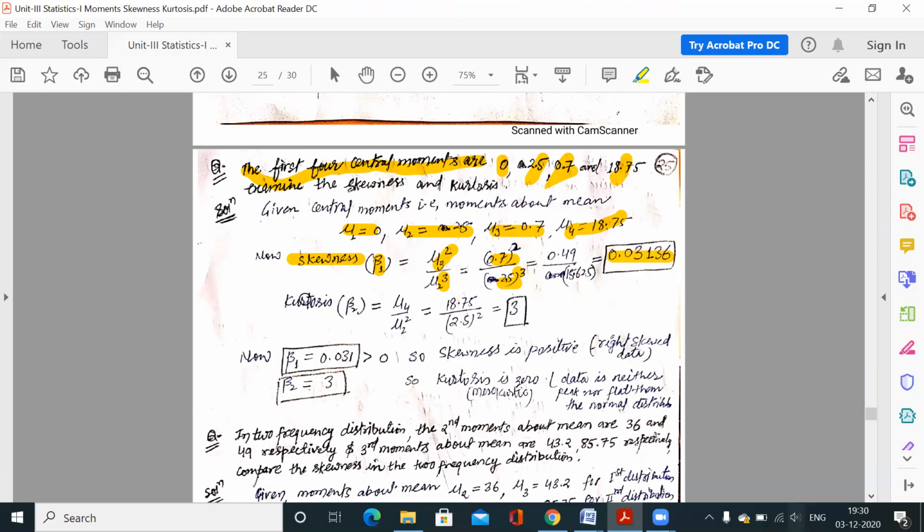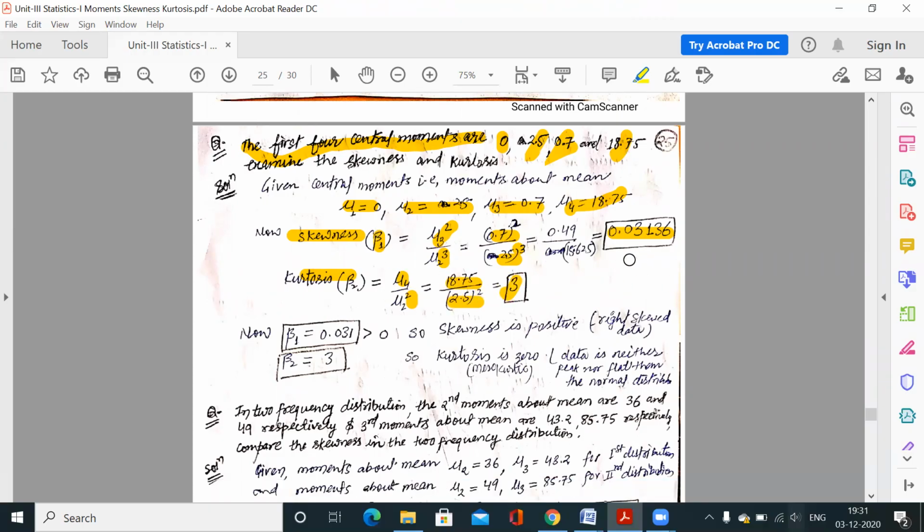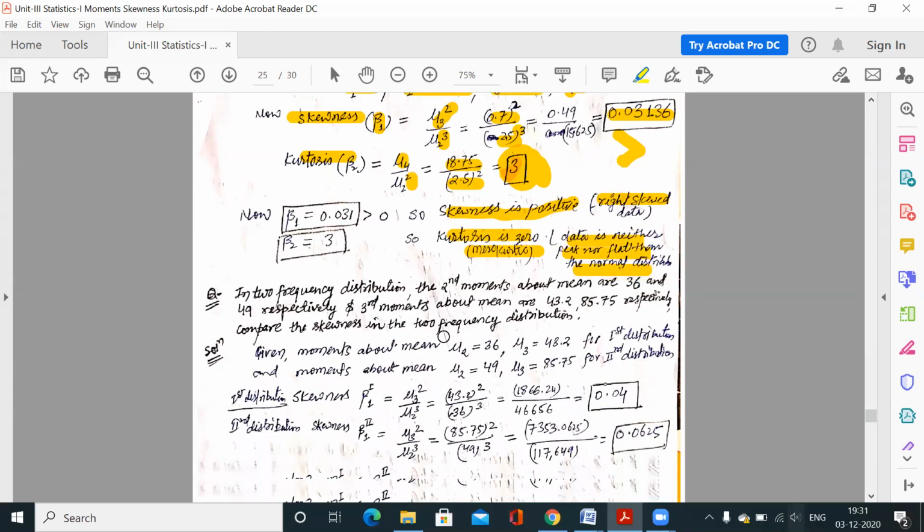Now kurtosis is beta 2. Beta 2 is mu4 by mu2 square, where mu4 is 18.75 and mu2 is 2.5. So it comes to 3. Now beta 1 is greater than 0, so we say skewness is positive, that is, right skewed data. And since beta 2 is 3, we say it is mesokurtic, because kurtosis is 0. If beta 2 is 3, then gamma 2 would be 3 minus 3, which is 0. So it is mesokurtic. The data is neither more peak nor flatter than the normal distribution.